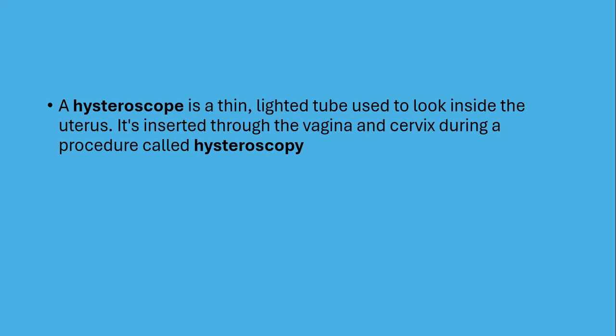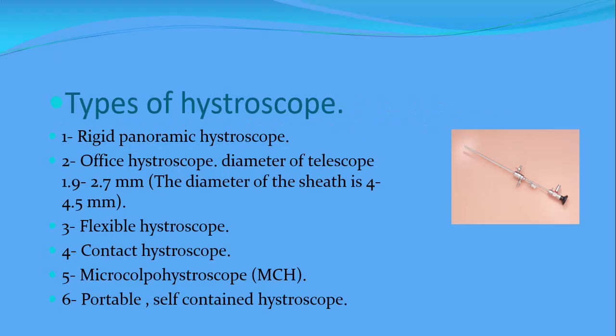A hysteroscope is a thin, lighted tube used to look inside the uterus. It's inserted through the vagina and cervix during a procedure called hysteroscopy. Types of hysteroscope. 1. Rigid panoramic hysteroscope. 2. Office hysteroscope. Diameter of telescope 1.9 to 2.7 millimeters. The diameter of the sheath is 4 to 4.5 millimeters. 3. Flexible hysteroscope. 4. Contact hysteroscope. 5. Microcolpohysteroscope, MCH. 6. Portable, self-contained hysteroscope.